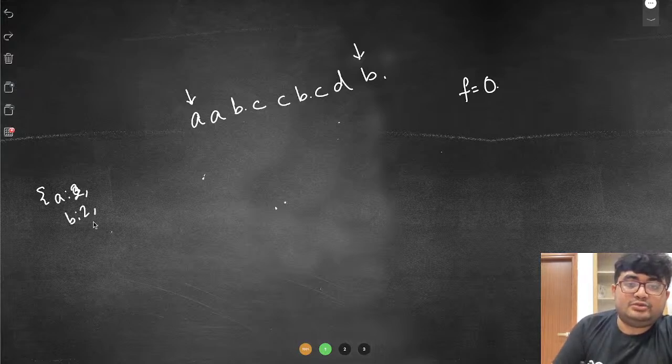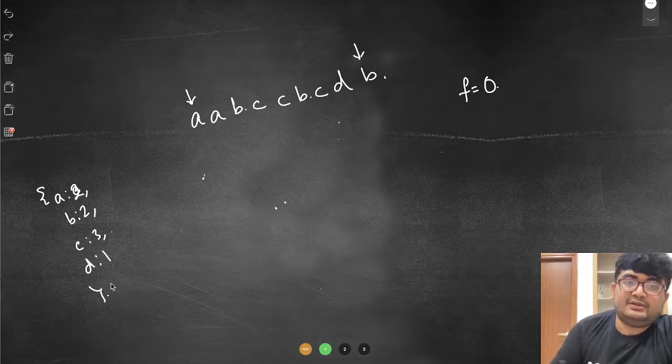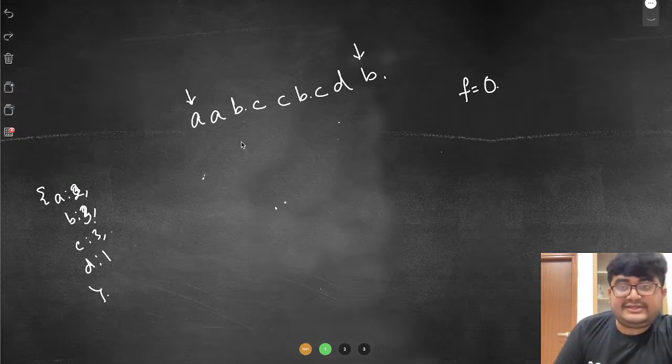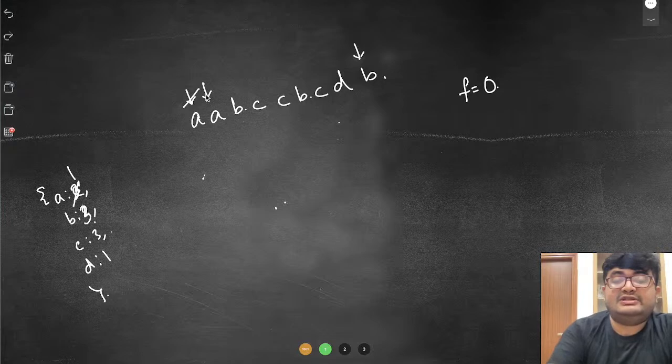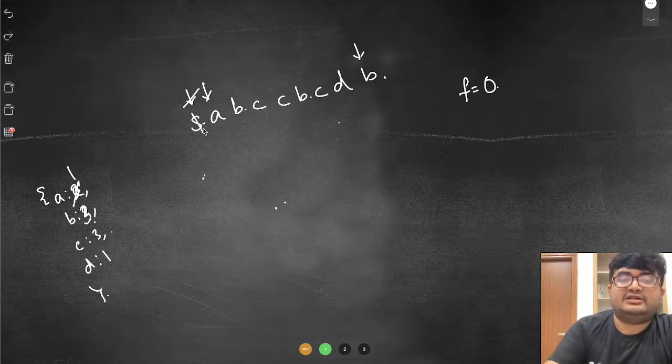B's frequency is 2. C's frequency is 3. D's frequency is 1. Sorry, B is 3 times, 1, 2, 3. B is also 3. Okay. A has a frequency of greater than 0, so we'll remove this. So A is removed, minus minus, so it will become 1. And we'll move the pointer because this element is removed, and also we'll mark this with some delimiter, let's say $. So this is marked as $.